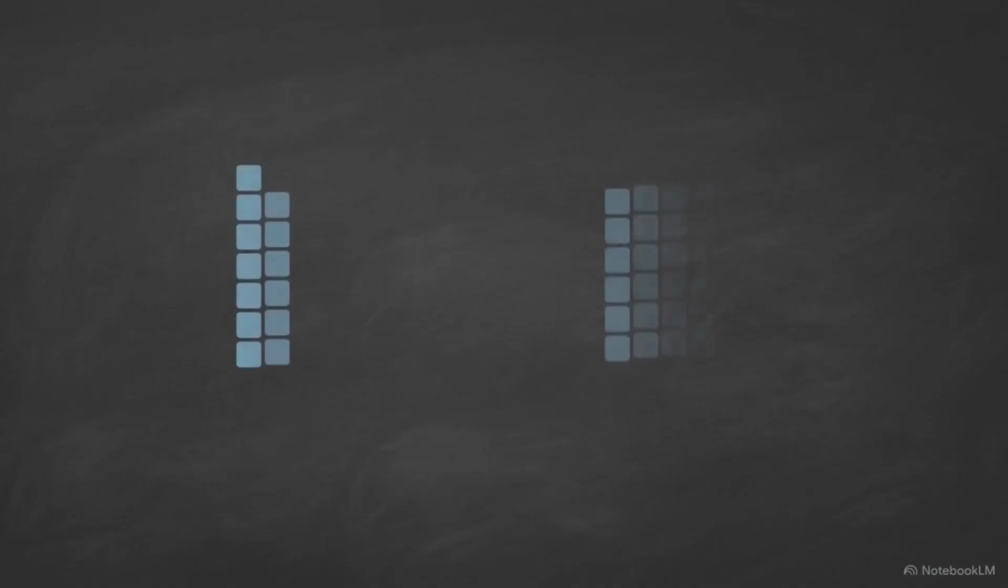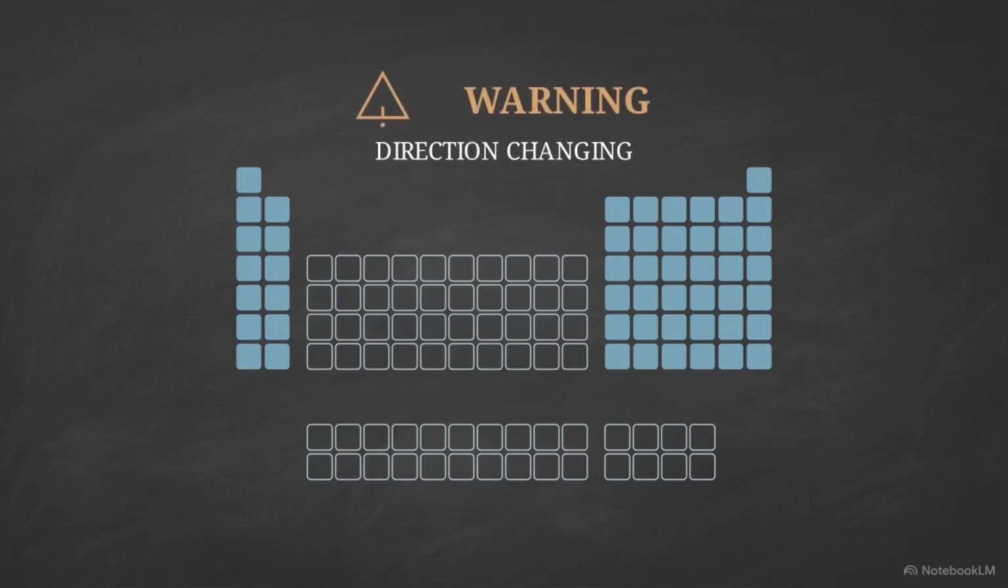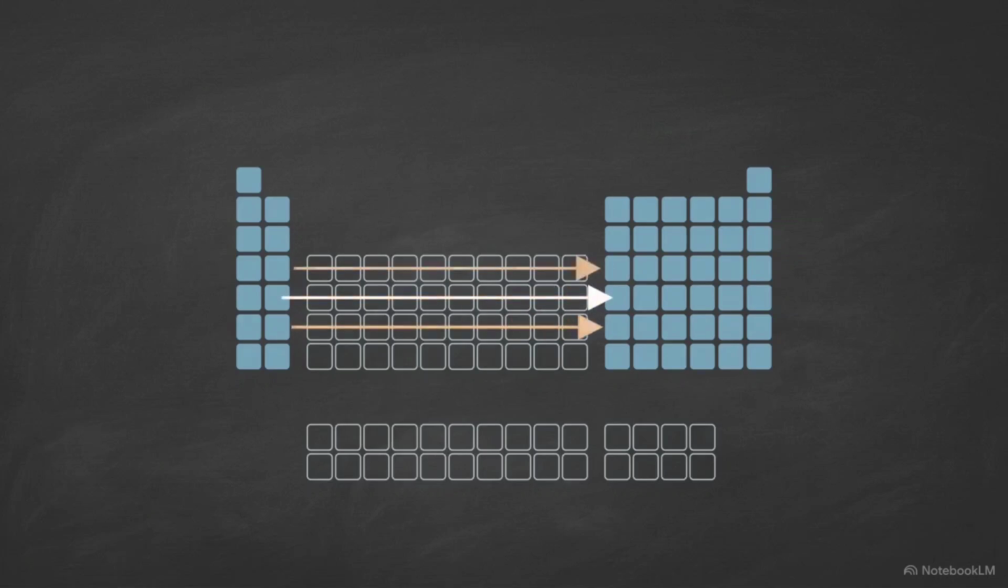Check your progress. The outer boundaries of your table are now fully built, leaving only the empty space in the middle to be filled. Warning: the direction is now changing. To fill the center D block, we abandon columns and read horizontally across the periods.